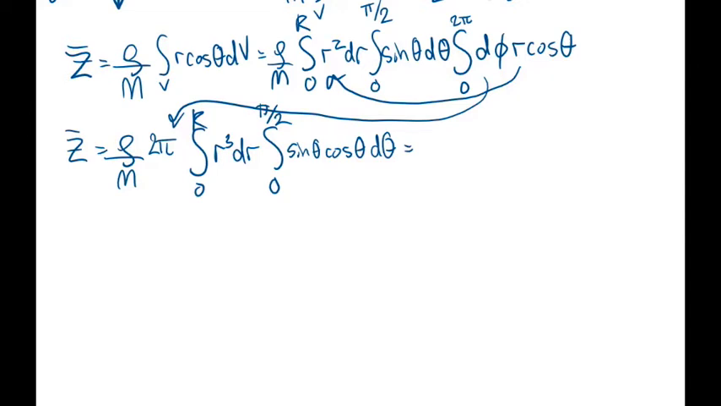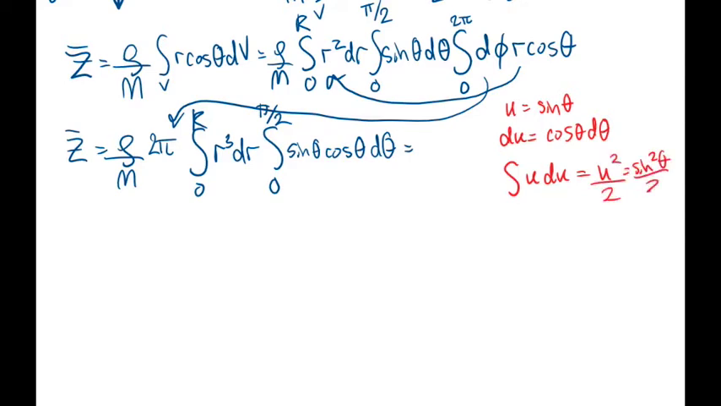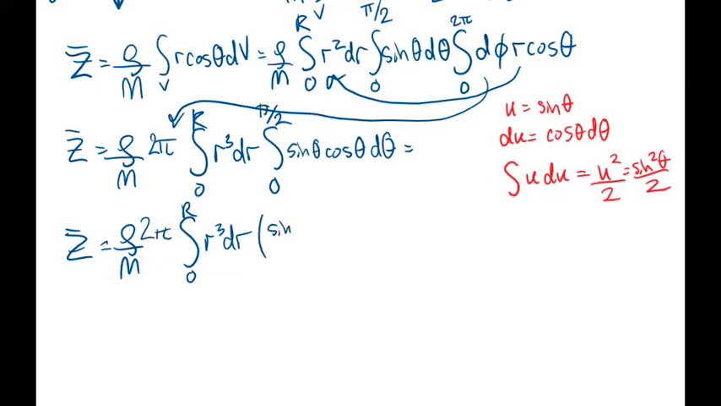Now we can solve this with substitution. So if we let u equal sine theta, then du will equal cosine theta d theta, which is exactly what we have here. And then the integral of u du will simply be u squared over 2 equals sine squared theta over 2. Z will equal rho over m, 2 pi, 0 to r cubed dr, and then we'll have sine squared theta over 2 from 0 to pi over 2.